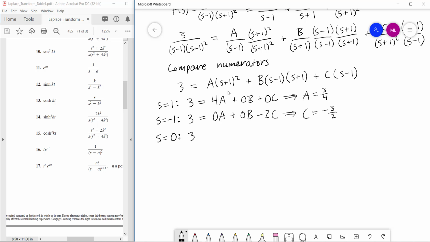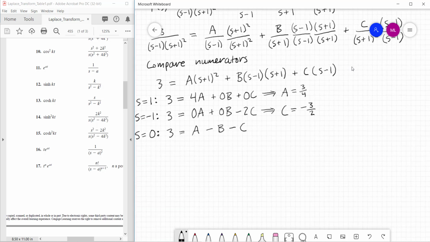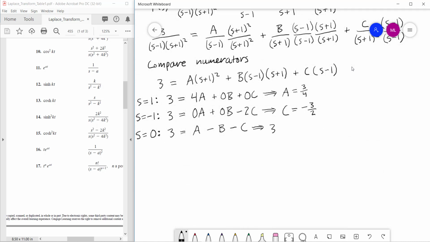So if we just plug in s equals 0, then on the left we'll have 3. Over here, plugging in 0 is nice because 0 plus 1 squared is still 1, so I'm just going to have a. Over here, we're going to get b, plugging in 0, I have a -1 times a +1, so it's going to be a negative b, so minus b. And then over here, plugging in 0, we get a minus c. But I already know the values of a and c, so what this tells me is I really have 3 equals a, which was 3/4, minus b, which is the one thing we don't know, minus c, but c is -3/2, so minus -3/2. And now we have an equation for b.